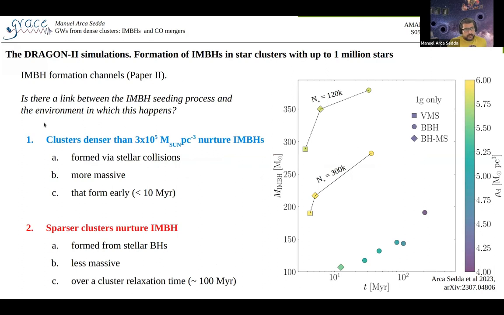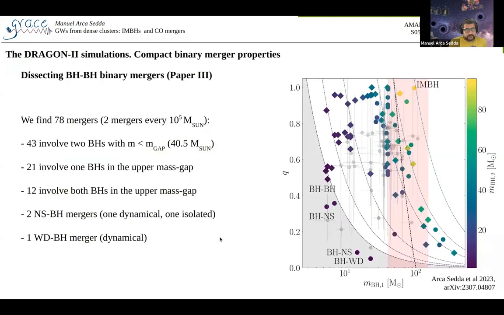And interestingly, we found a dependence on the cluster density. The densest clusters tend to form NBHs via stellar collisions much earlier in time, and the NBHs resulting from this are more massive. These are shown here. This is the mass of the NBH, the time of formation, and colored, you have the density of the cluster. In a sparser cluster instead, the NBH formation takes longer, and the dominant process is black hole mergers. And this is our second take home.